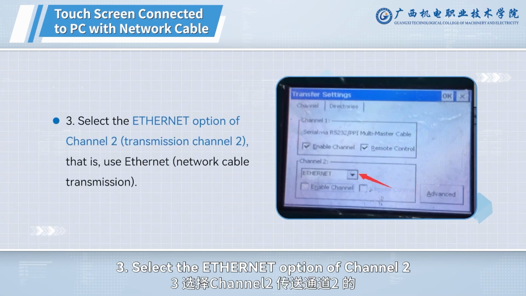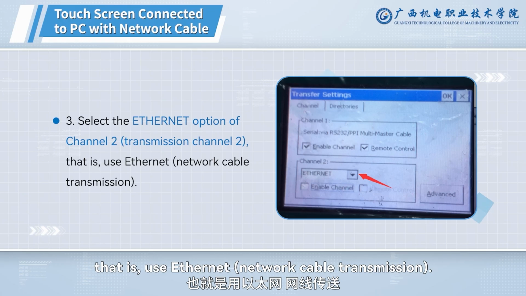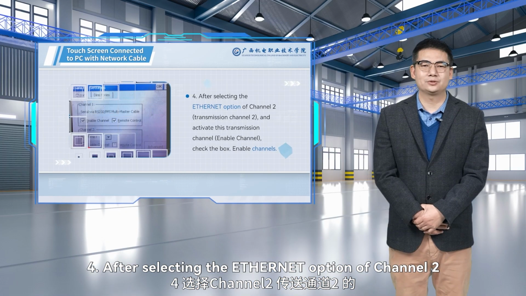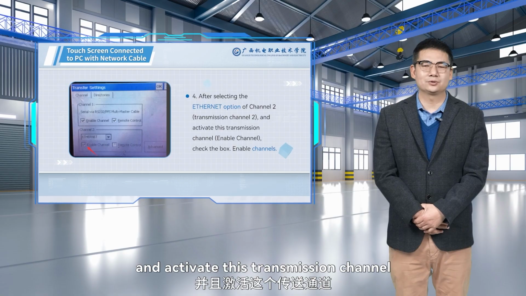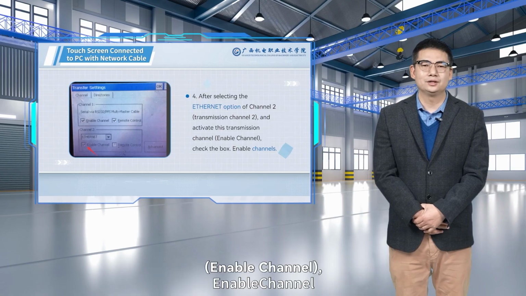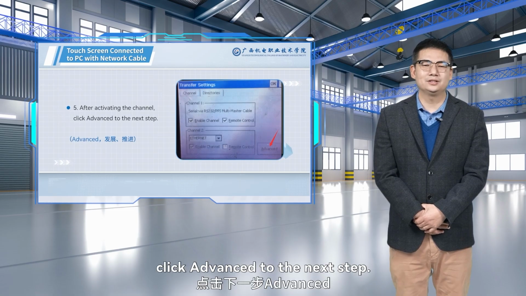3. Select the Ethernet option of Channel 2, Transmission Channel 2, that is, use Ethernet network cable transmission. 4. After selecting the Ethernet option of Channel 2, activate this transmission channel: check the Enable Channel box. 5. After activating the channel, click Advance to go to the next step.